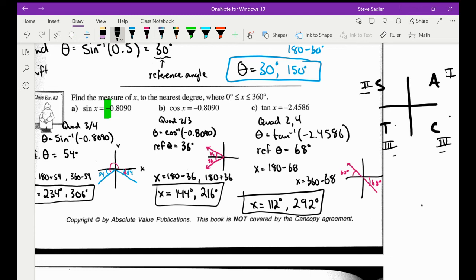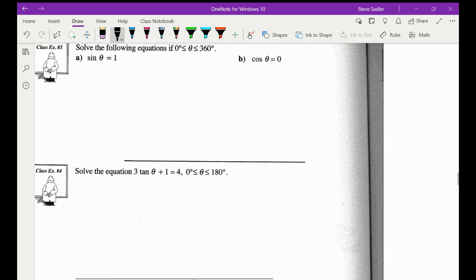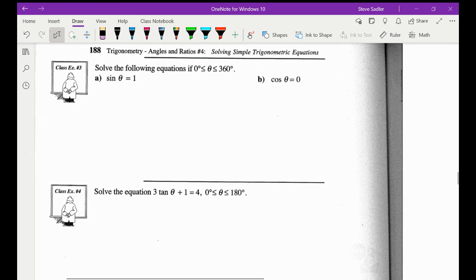Hopefully that's making a bit of sense. Let's move on. We've got a couple more examples and then one more small section where we're changing the domain a little bit. So the next ones are just some weird cases. Let's put this right here for now.